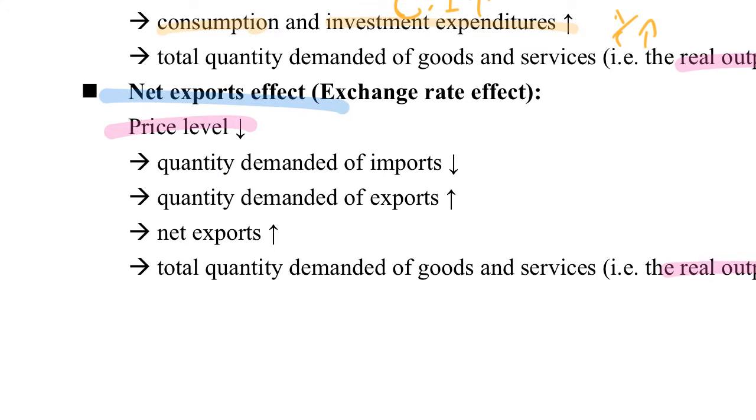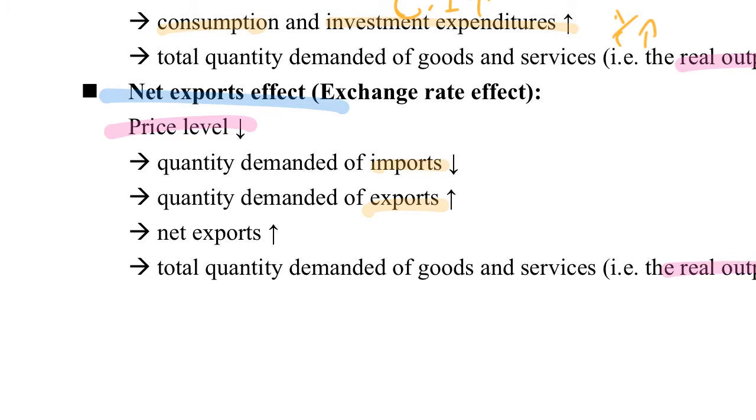So the last one is net export effects. Every time we're talking about export, we have to think about another country. Now when we find that the price level decreases, we have to think about two things: the imports and the exports. Think about the imports. Our local goods become cheaper, so I would prefer to buy the local goods. Assume that the imported good remains the same price level.